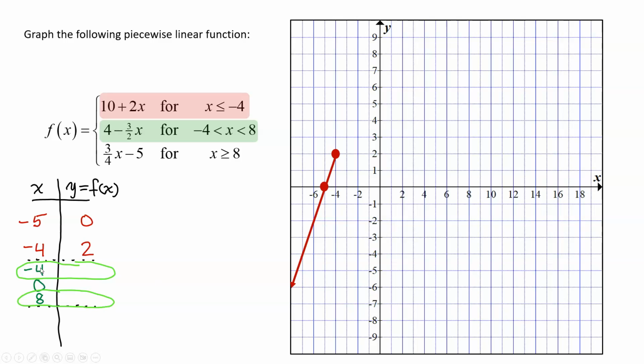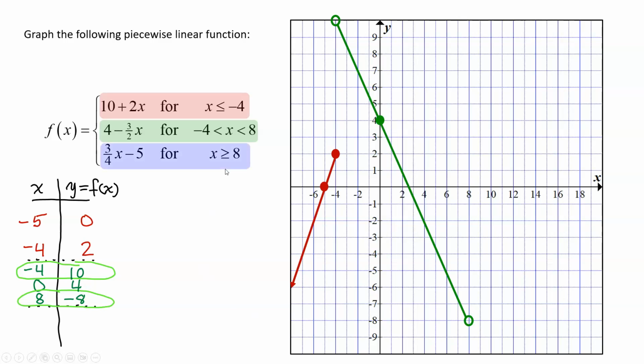And so then at that point, each one of these gets put into this middle formula and calculated, and these are the values you get. And so these would be plotted. So negative 4, 10, 0, 4, 8, negative 8. These two with open circles. And then that's the line segment between them.